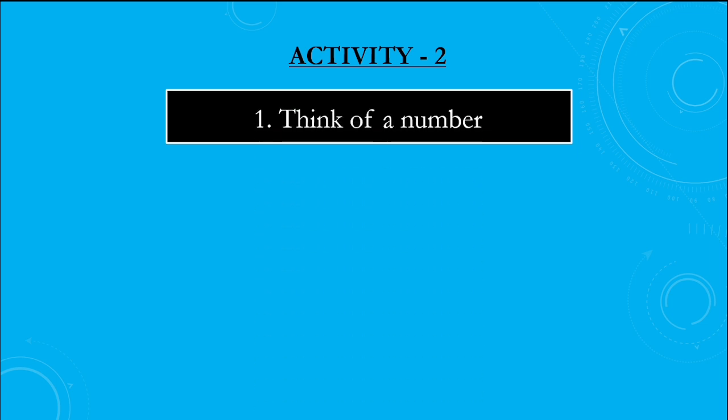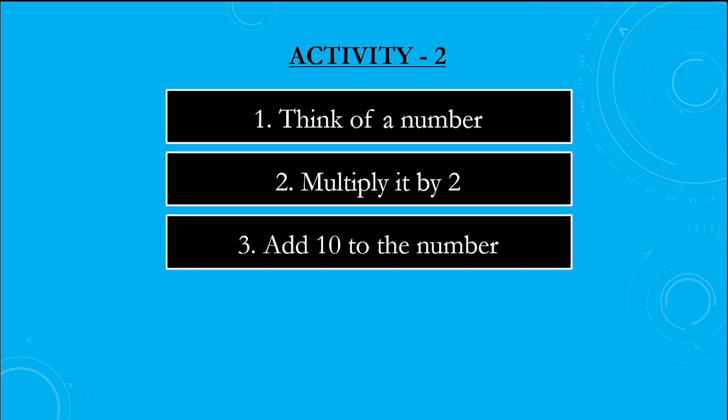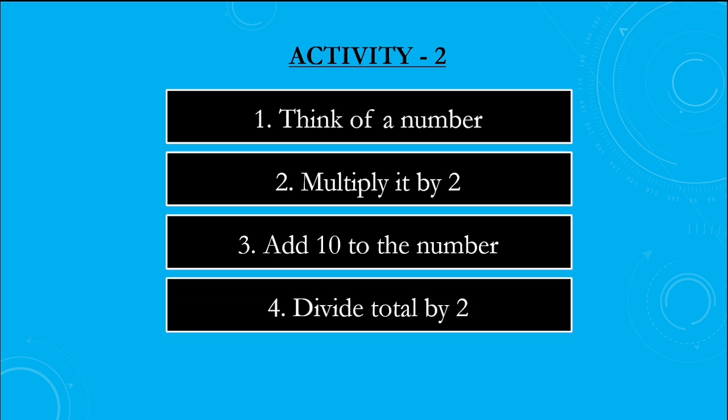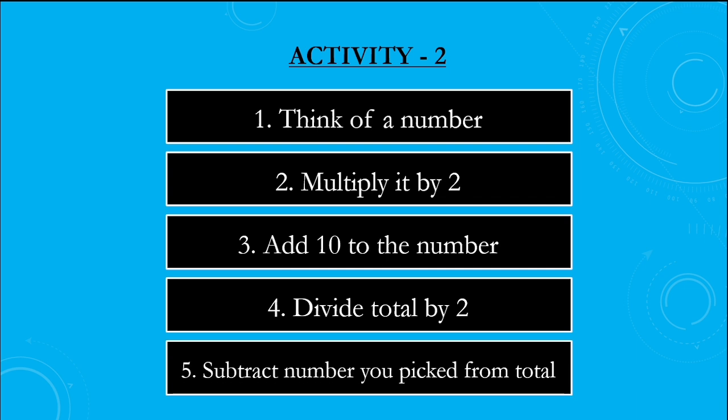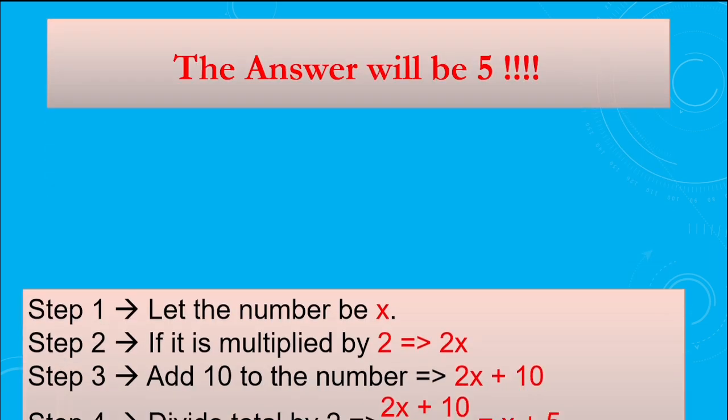Now solve activity 2. Think of a number. Okay, first you think of a number, then multiply it by 2. Add 10 to the number, divide the total by 2. Okay, now subtract the number you picked from that total. Okay, and the answer is 5. Yes or no? If yes, then comment.